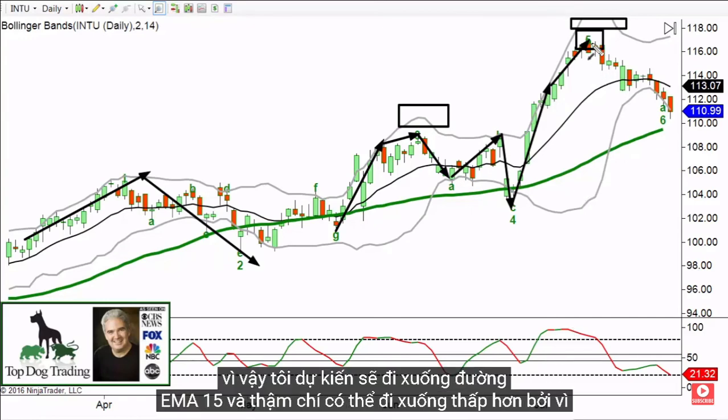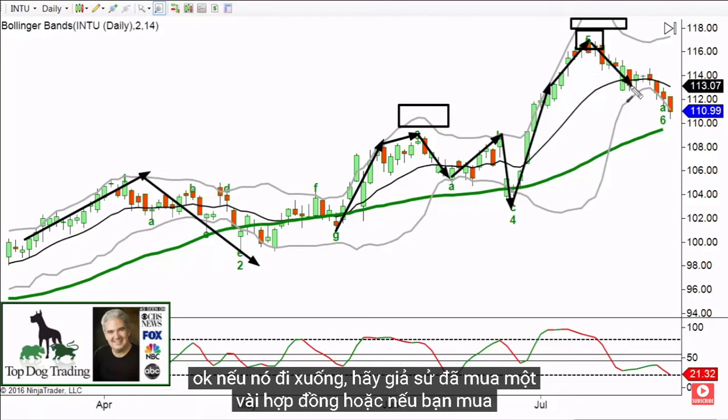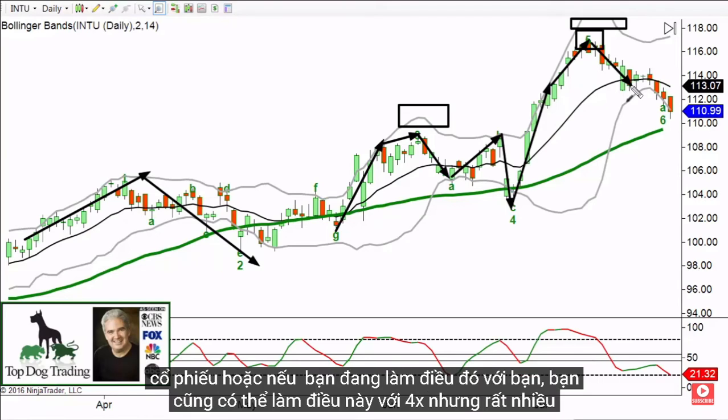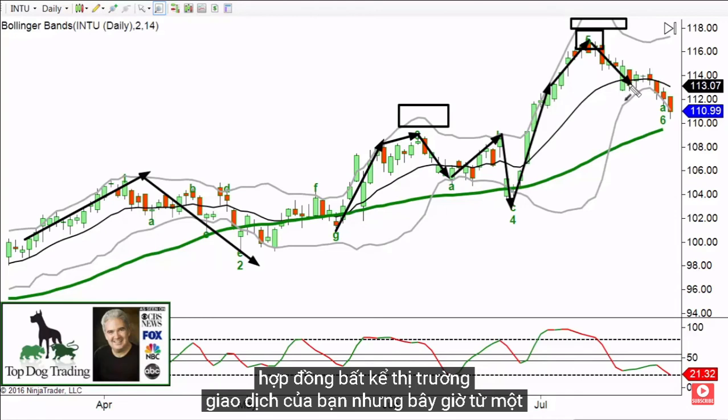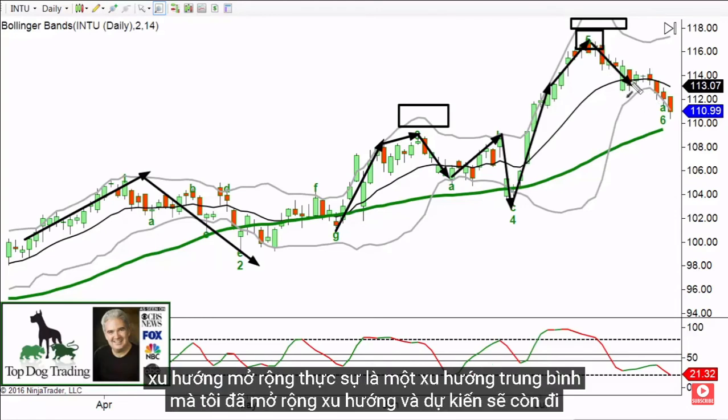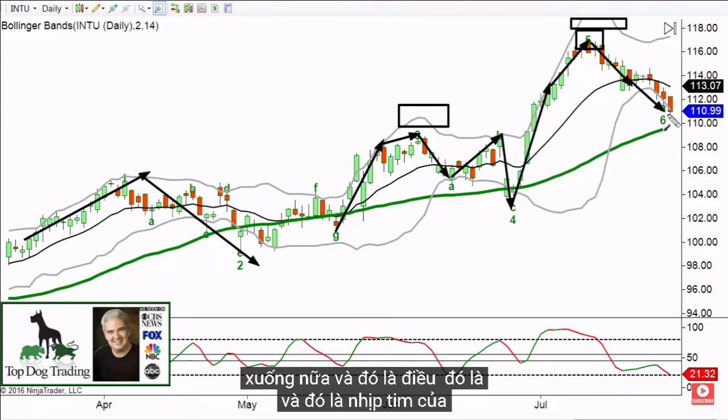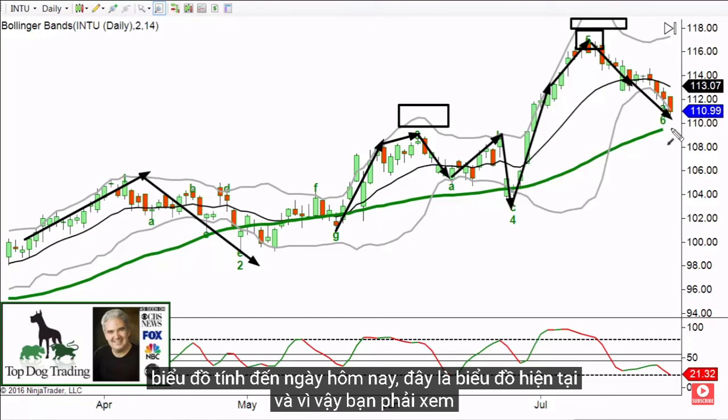So yeah, I'd expect it to come down to the 15 EMA, and maybe even go lower, because, okay, if it comes down, let's say about a couple of contracts, or if you're doing shares, you can do this with Forex as well, but so lots, contracts, whatever market you're trading. But now that we're at an extended trend, that's actually an average trend, not an extended trend, I'd expect it to come down even further. And that's what it is, and that's on the hard right edge of the chart as of today. This is a current chart.